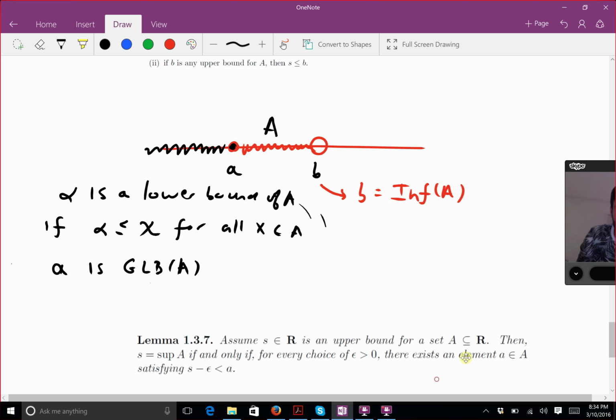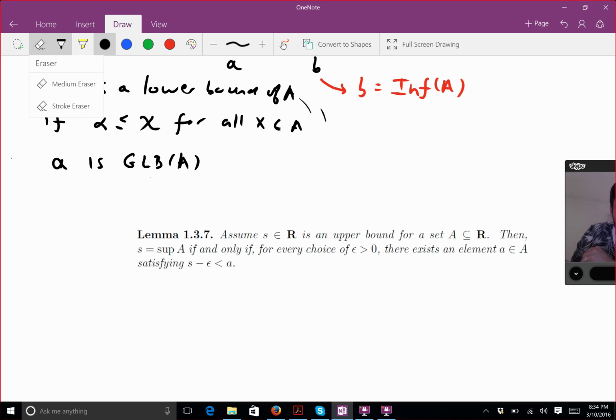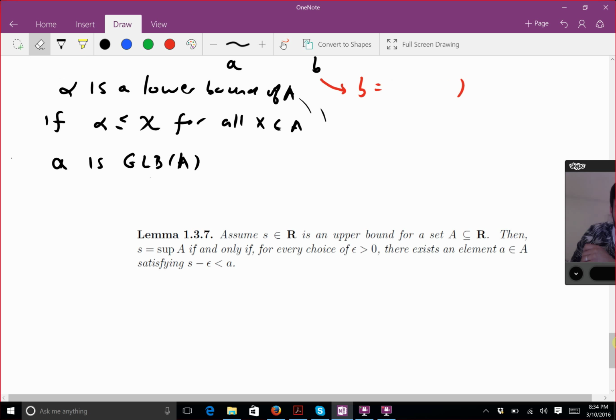So what this says is if you have some subset of the reals, and you have an upper bound for it, then this upper bound is, and I take that back. This isn't infimum. It's called the supremum.